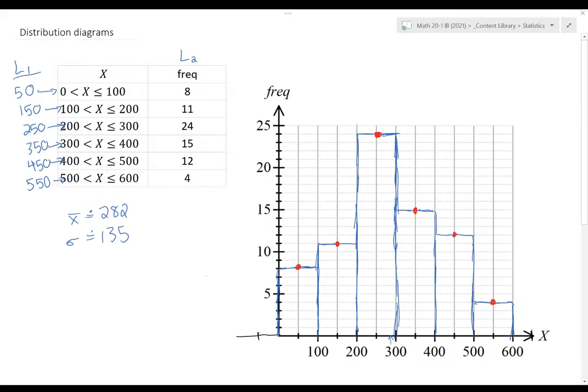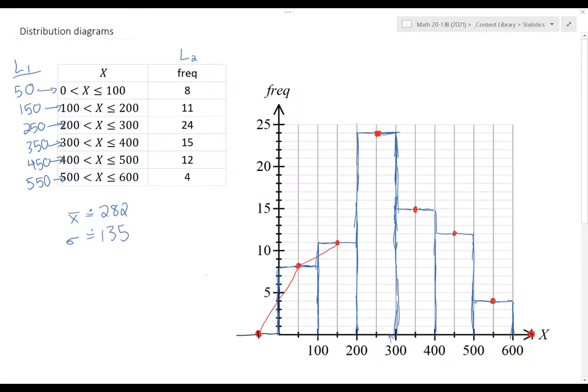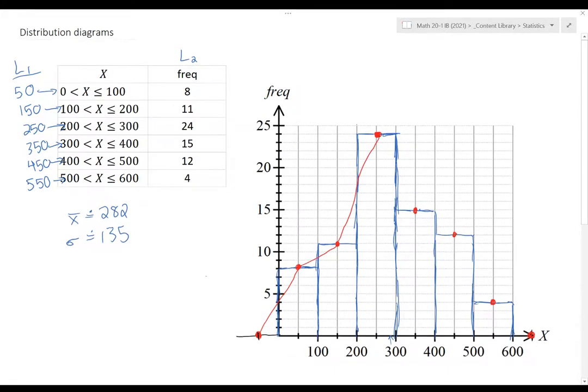And then I actually need zeros on either side to show basically that those are my ends. And then I connect these. So this gives me a slightly different visual than the histogram does. It sort of smooths everything out a little bit more.